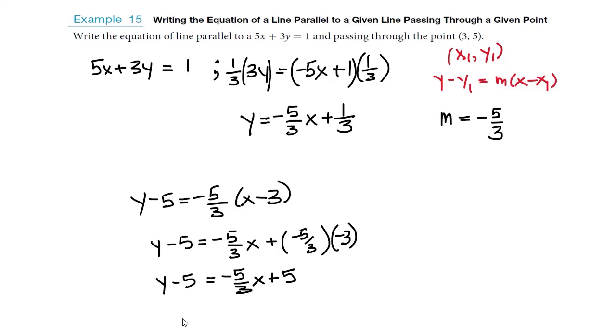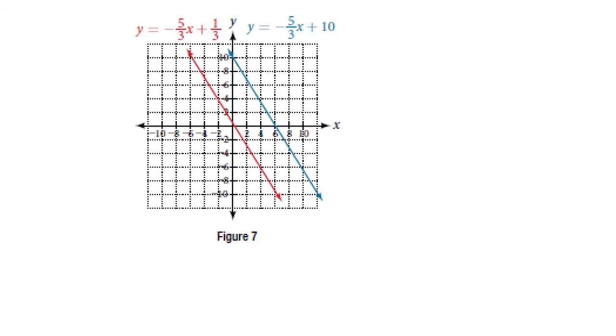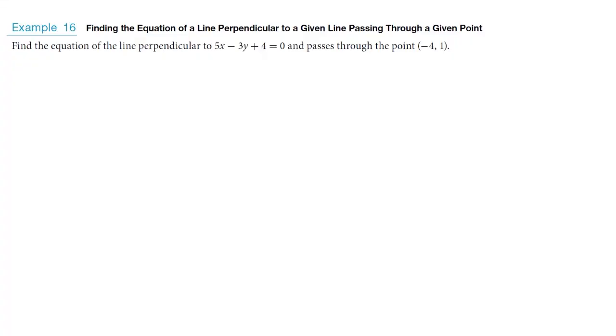I'm going to add 5 to both sides. So y equals -5/3 x plus 10. So I have two equations. This is the line that I started with, and this is a parallel line because they have the same slope. So here we can see the two parallel lines. They both have a slope of -5/3.